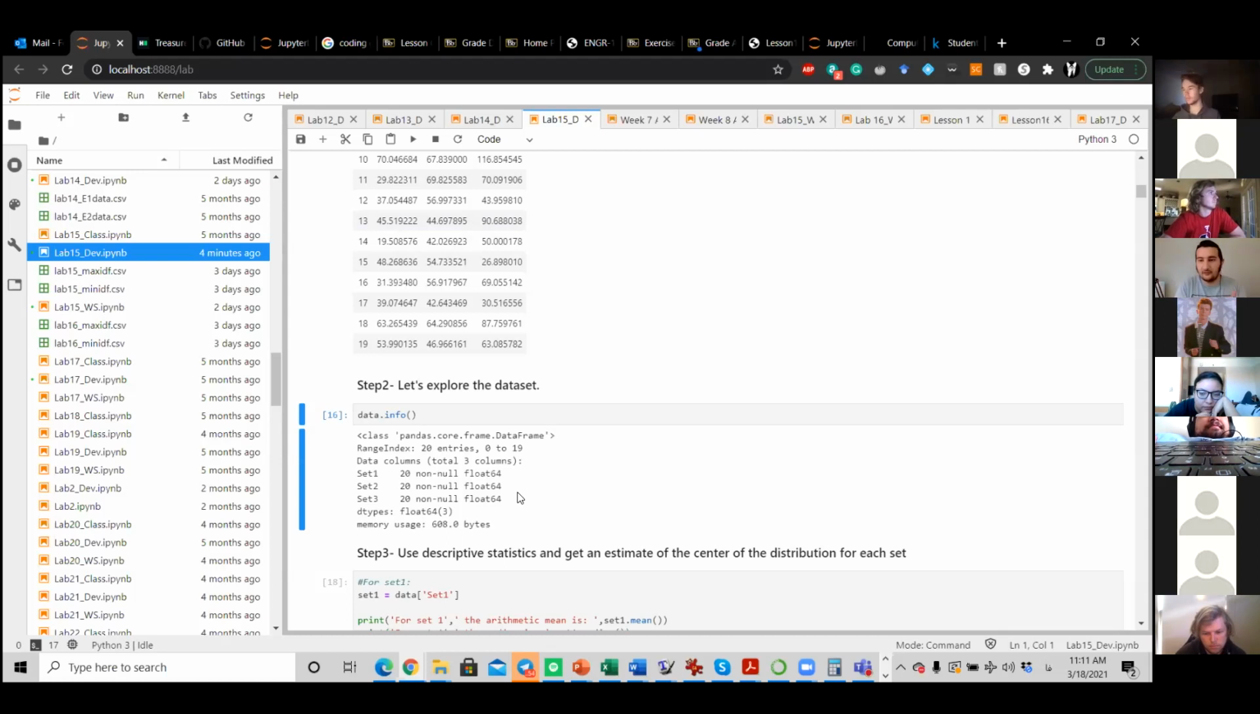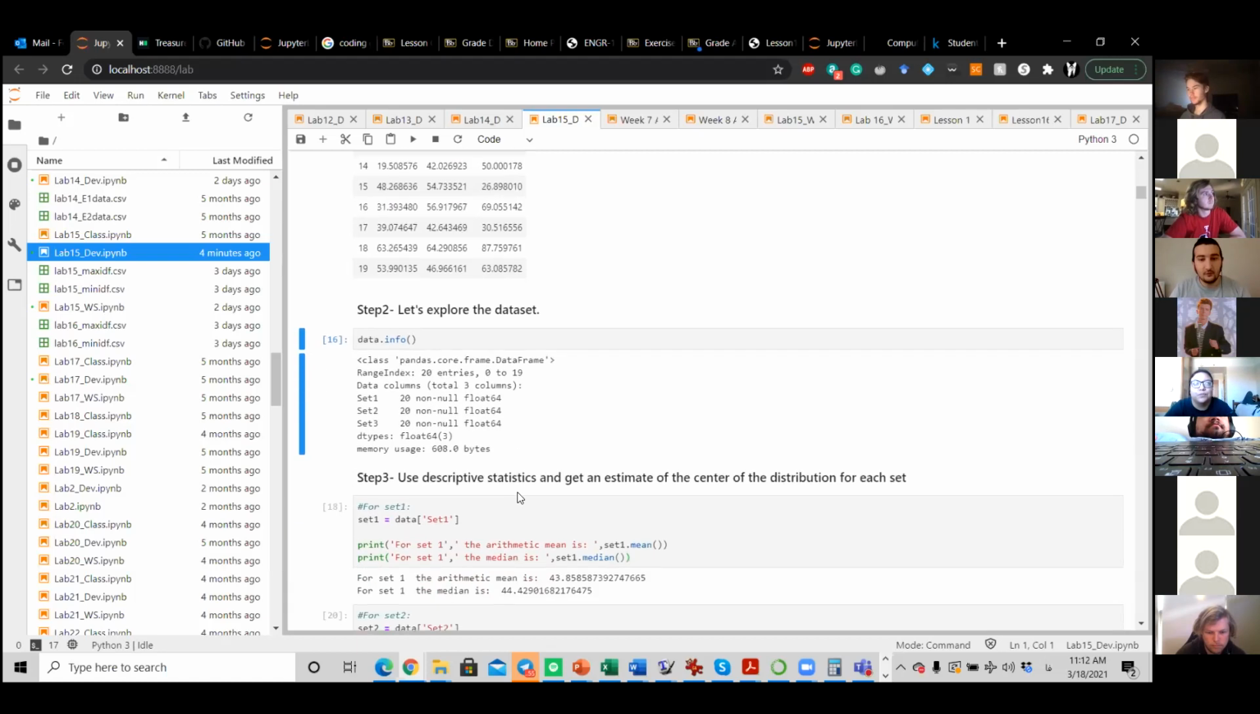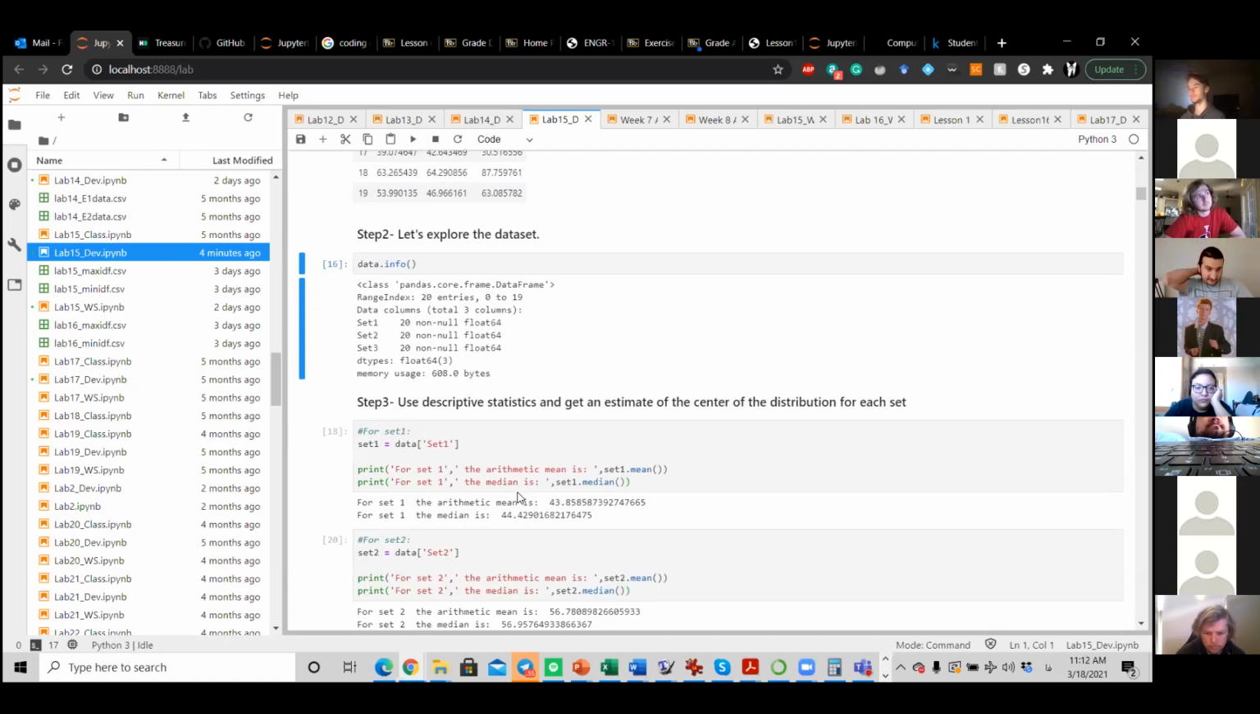We know that we are dealing with a data frame that has 20 rows, 3 columns, and everything in it is float. Deal? Is this enough information? For what? For you to feel comfortable that you know everything about this data set. No. Okay. So we move on and we start getting some descriptive statistics on these sets that we have.